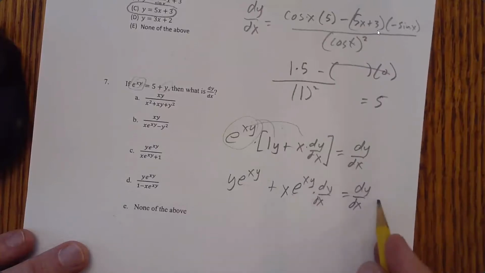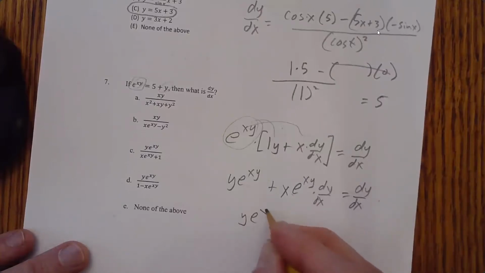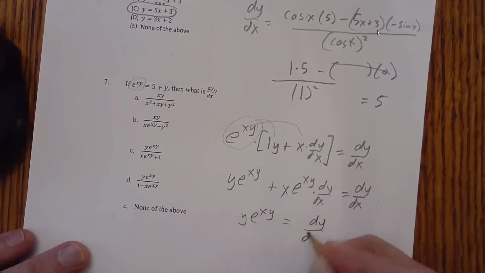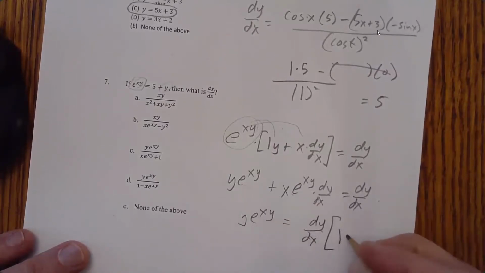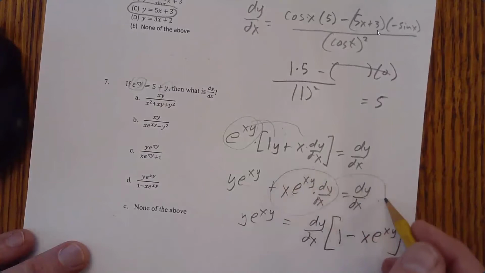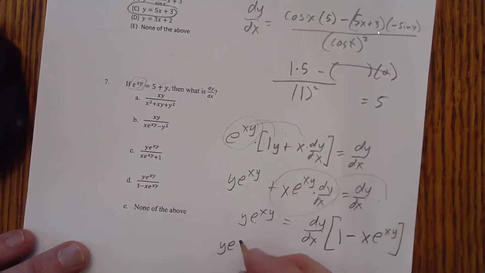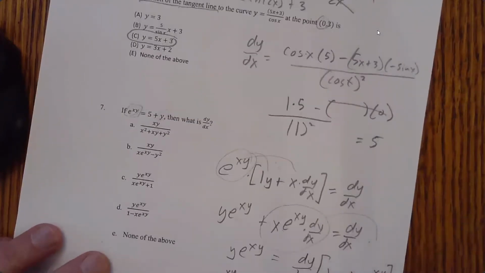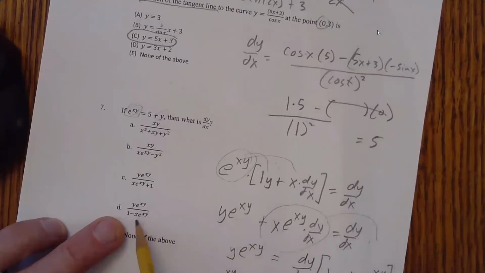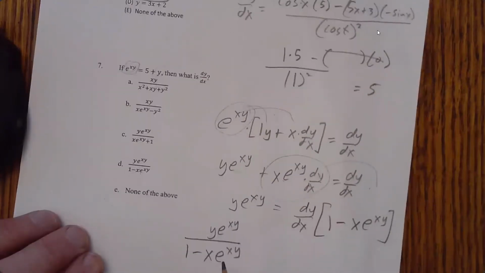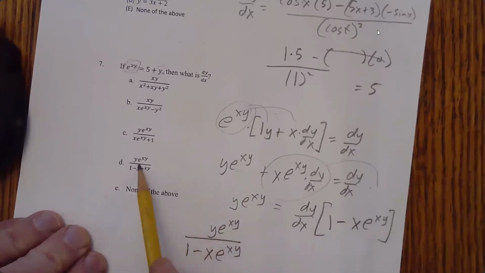So I can move this over and factor out the dy/dx: 1 minus x e to the xy. Moving that term over and then factoring it out. So when I divide, I get y e to the xy divided by 1 minus x e to the xy. And let's hope that I've got one that looks like that. This looks like it. Let me just verify. Looks good to me.